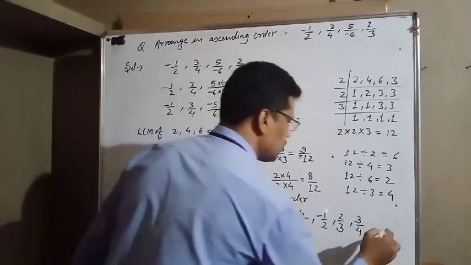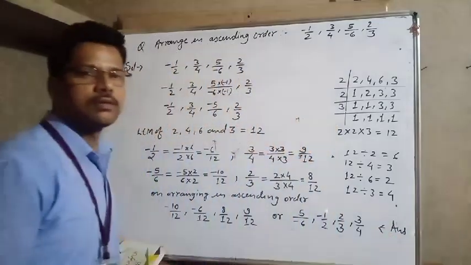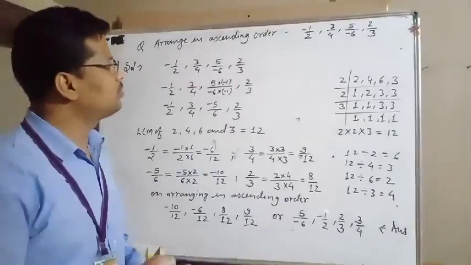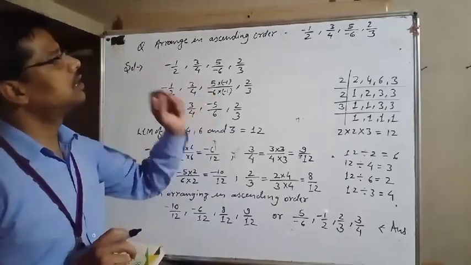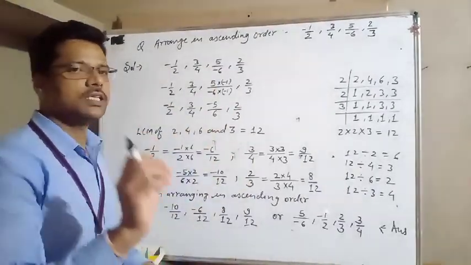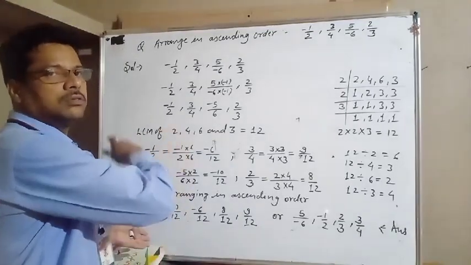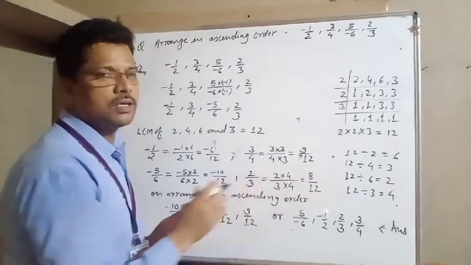This is our answer. Any problem in this? Now I hope you understand how to arrange rational numbers in ascending and descending order. When you want to arrange in descending order, remember we have to arrange from greatest to smallest. Is that clear?